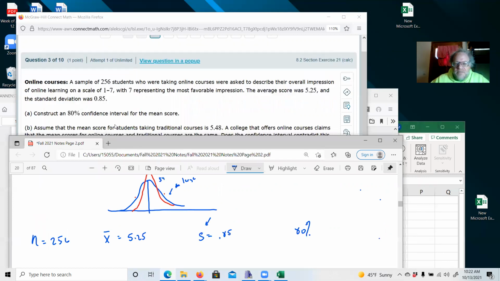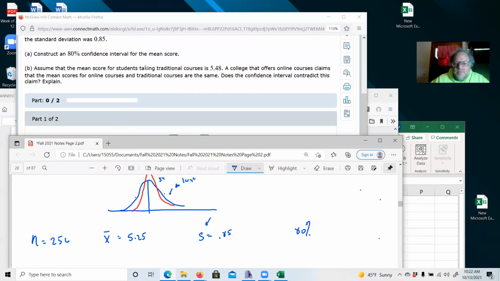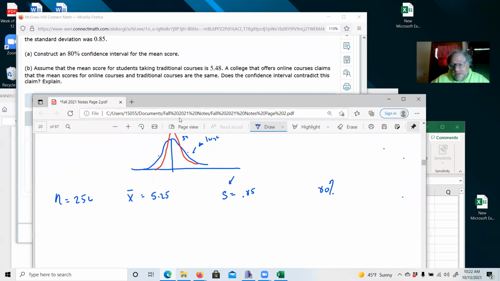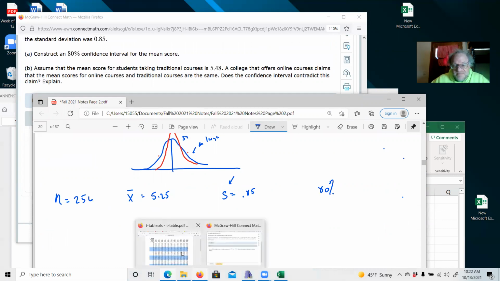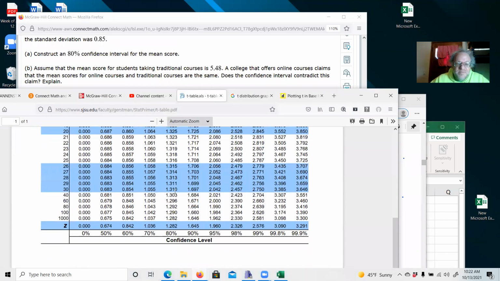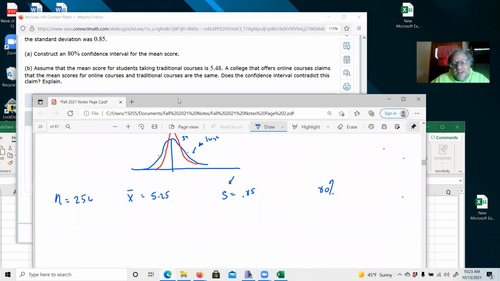So, finding the 80% confidence interval. I'll tell you why z was important. Remember that chart I showed you? There's no 256 on here, and some of your sample sizes get to be over 1,000. At that point they just say use z, because that's the approximation. But we don't have to do that because we have a calculator. It'll take care of the entire thing for us.